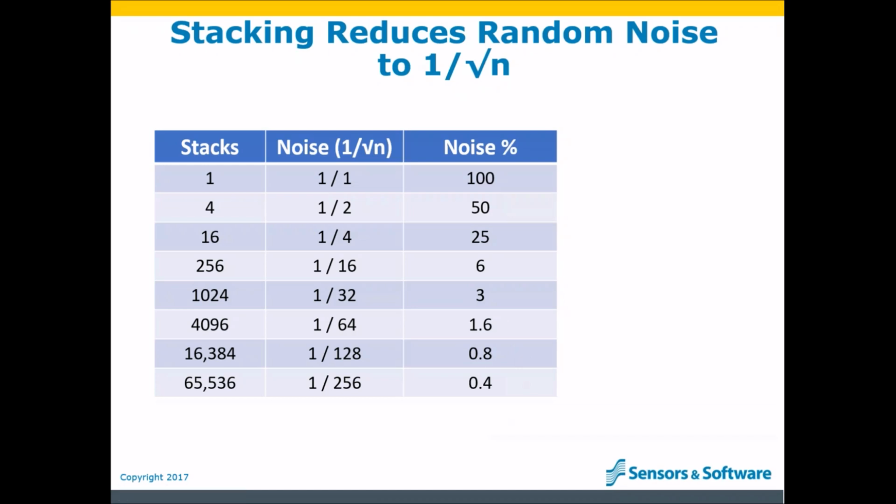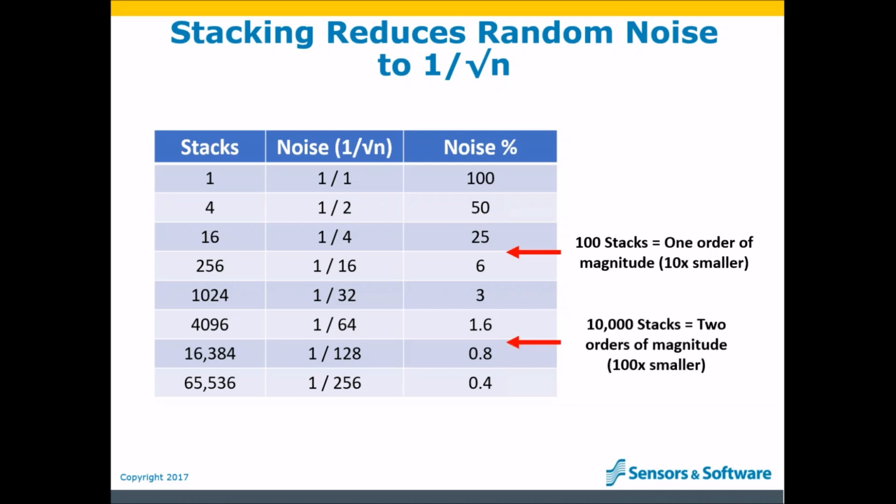If we stack the trace 100 times, the noise is 10 times smaller, 1 order of magnitude. If we stack the trace 10,000 times, the noise is 100 times smaller, 2 orders of magnitude. If we stack the trace 65,536 times, the noise is more than 200 times smaller.